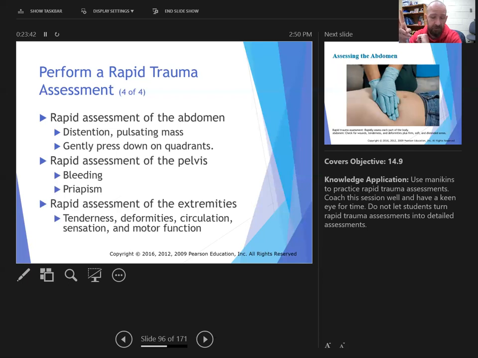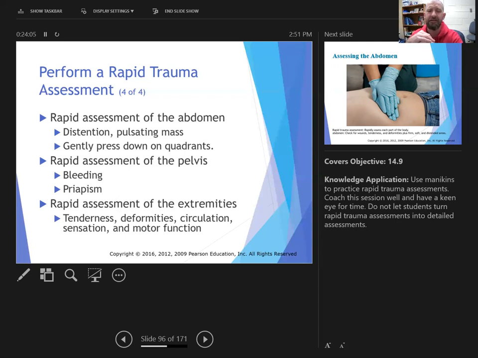So pulse, motor function, and then sensory. Can you feel this? If they're looking away, what finger am I touching? Right? If they're like, what? You're not touching a finger. When you're touching a finger, that's a pretty good sign that there's neurological impairment there, right? Not getting nerve function back to the brain somehow.